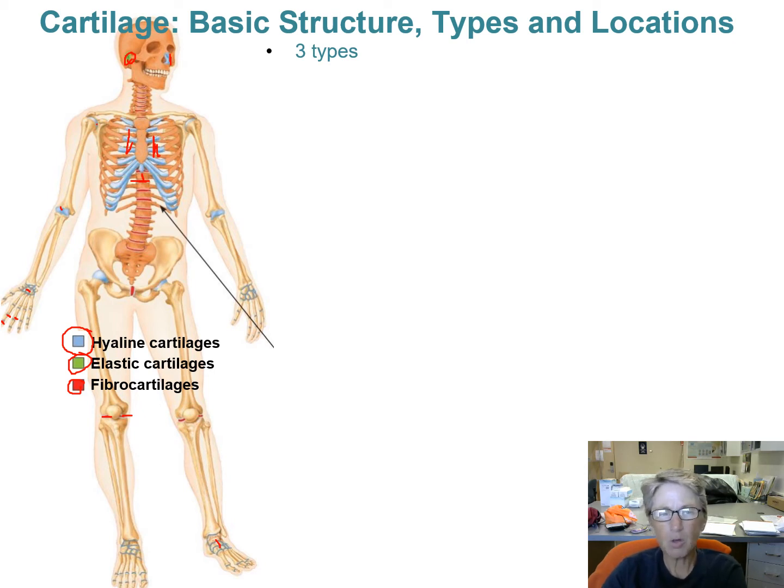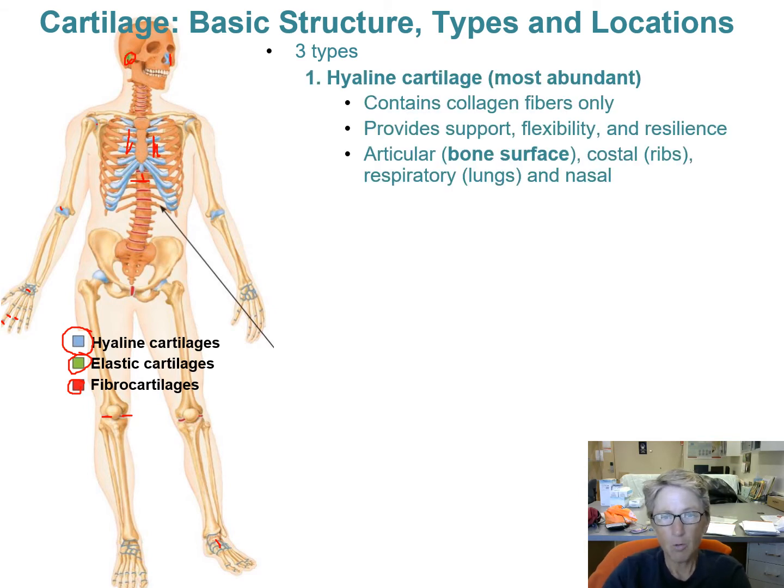If you ever get a test question about cartilage and you don't know what type of cartilage it is, I think a really good guess, giving you better than 90% chance of getting it right, would be to say that cartilage is hyaline cartilage. So three types of cartilage. The first one, hyaline cartilage, is the most abundant.